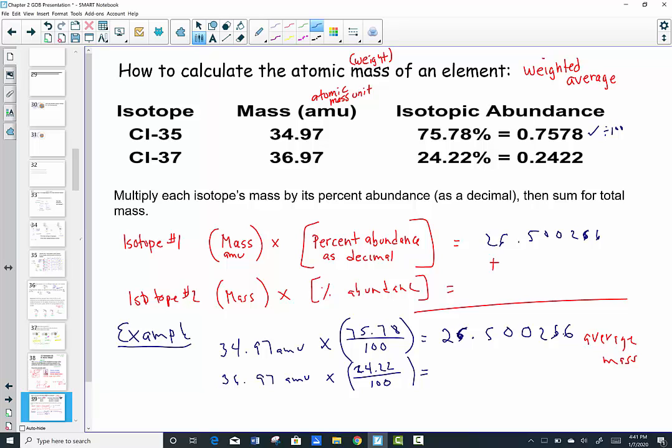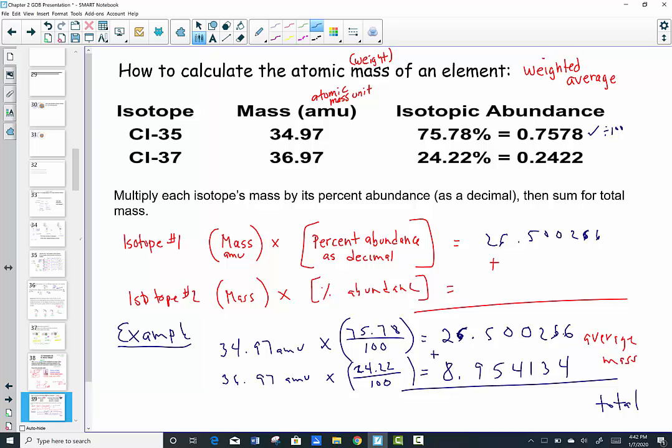Okay, let's try the next one. 36.97 times 24.22 over 100. And again, you can certainly just put that into your calculator as a decimal, but I wanted to emphasize that we're moving the percent sign to a decimal form. So you'll see me put it over 100 to remind you to do that. And I'm going to write this answer as 0.9541334. Add the two together to get the total mass.